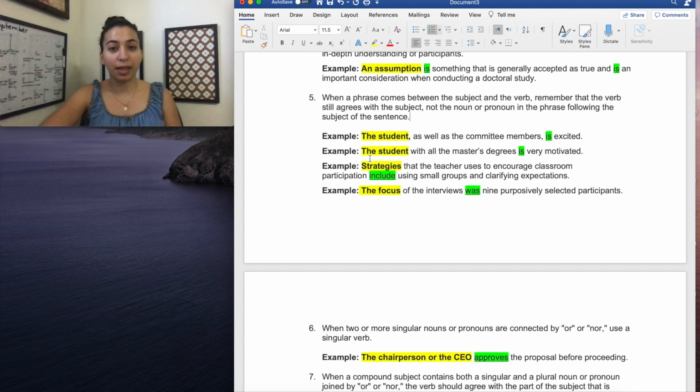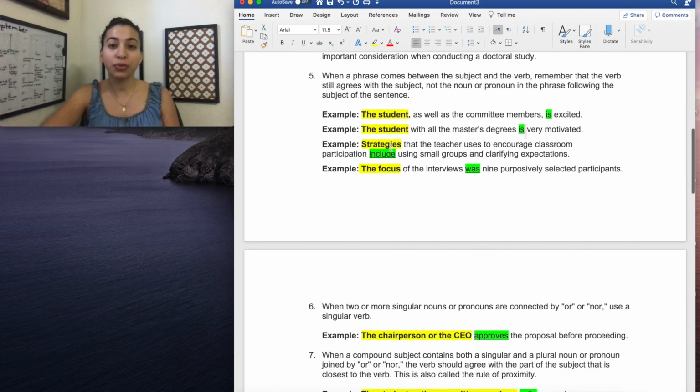Another one, the student with all the master's degrees is very motivated. The student with all the master's degrees, this is just a phrase that's giving us more information about the student. So we don't conjugate it to the master's degrees. We talk about the student.